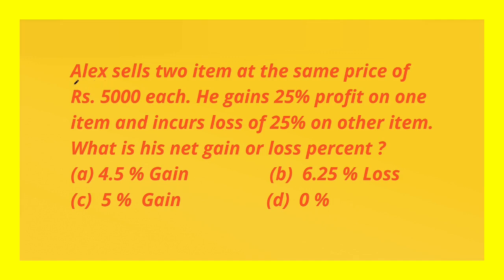Our question is, Alex sells 2 items at the same price of rupees 5,000 each. He gains 25% profit on one item and incurs a loss of 25% on the other item. What is his net gain or loss percent? The given options are option A 4.5% gain, option B 6.25% loss, option C 5% gain, option D 0%.